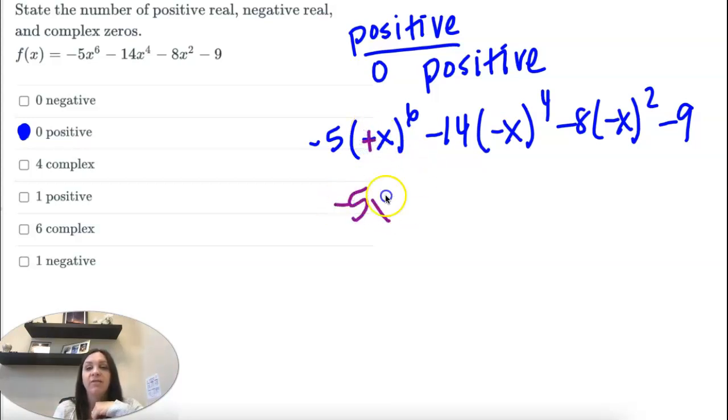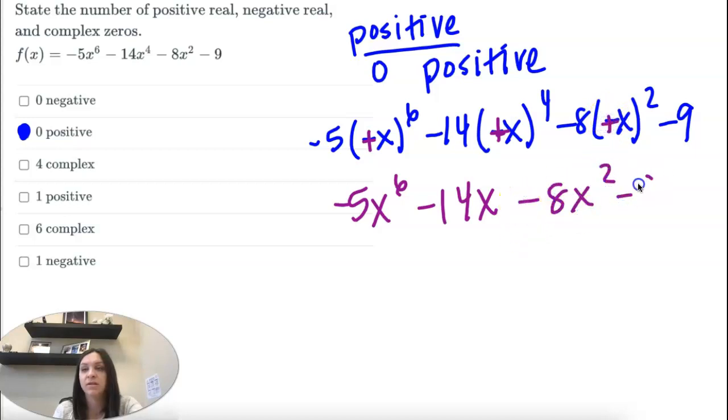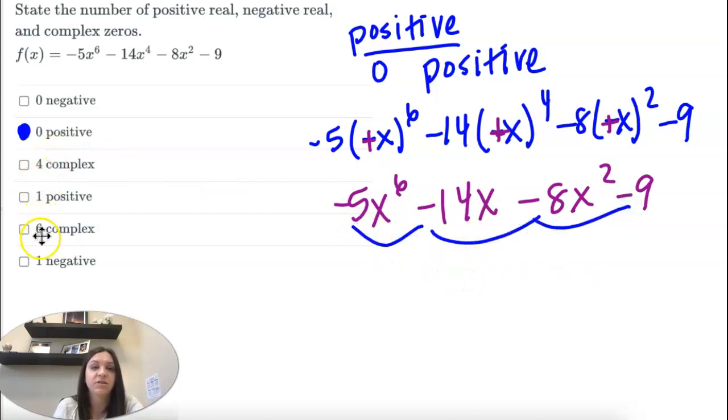So I have -5x to the 6th. Negative to the 4th power, negative, negative, positive. Same thing if you square, it becomes positive. So nothing changed in our function here. There's 0 changes, so 0 negative. That means all of our zeros are complex. And how many zeros do we have? 6.